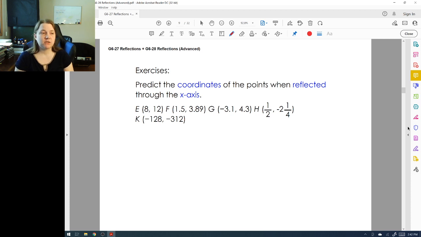So they want us to predict all these coordinates when reflected across the x-axis. All you would do for each of these is change the sign of the y-coordinate.